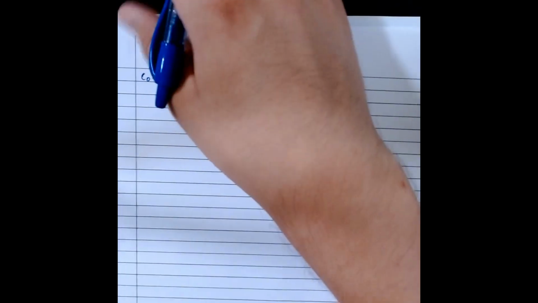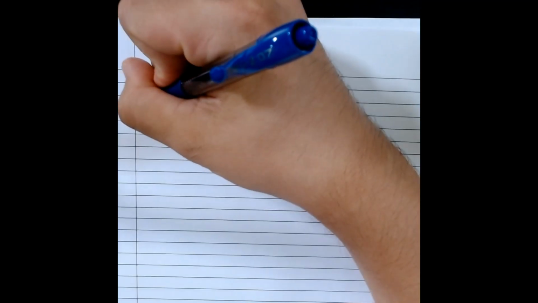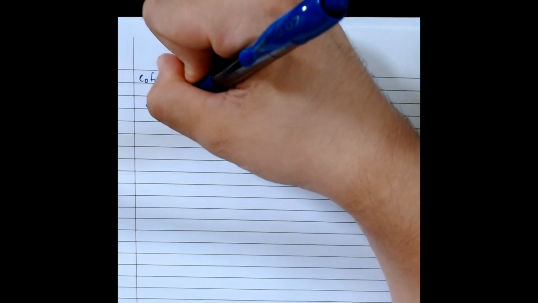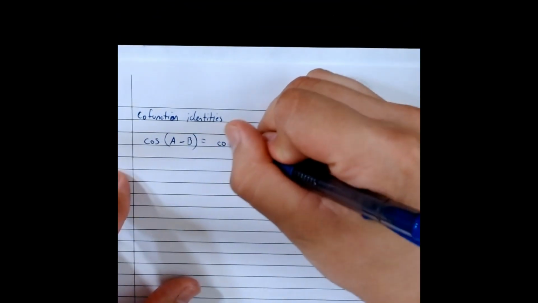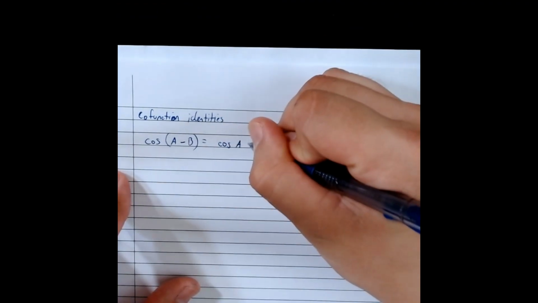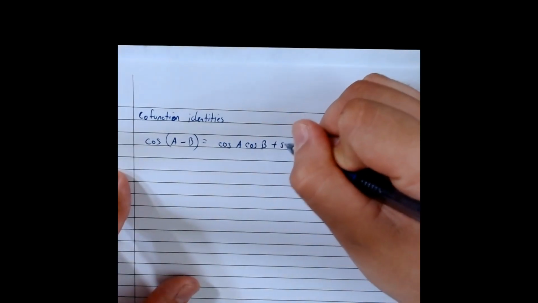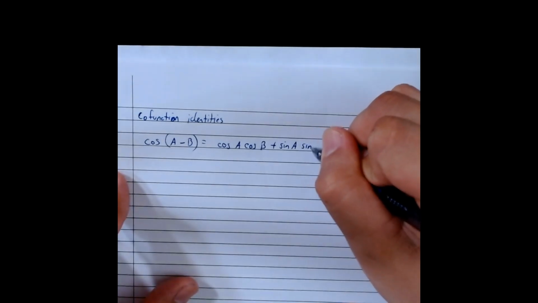So note that we have the cosine of the angle A minus B, and here I'm just rewriting the difference identity for cosine, is equal to the cosine of A times the cosine of B plus the sine of A times the sine of B.